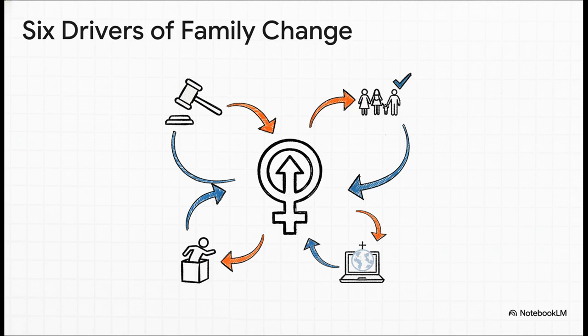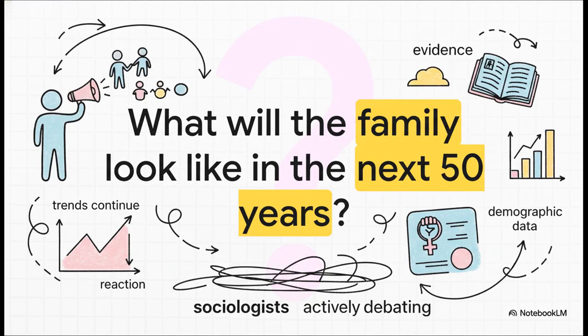You've got changes in the law. You've got our attitudes and values becoming more accepting of different lifestyles. You've got technology like the internet changing how we even meet people. There's secularization, which we've mentioned a few times. There's less pressure to have that one perfect type of family. And tying it all together, you have the massive shift in the status and power of women. You can almost say that's the engine driving a lot of these other changes. It's absolutely fundamental.